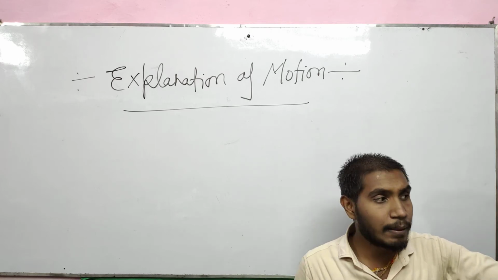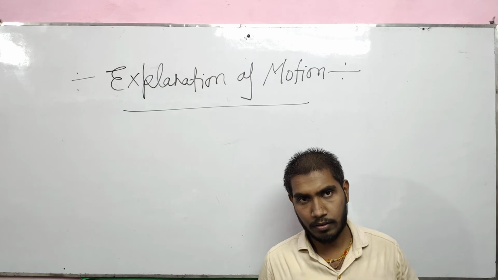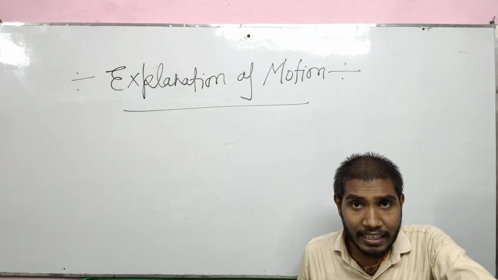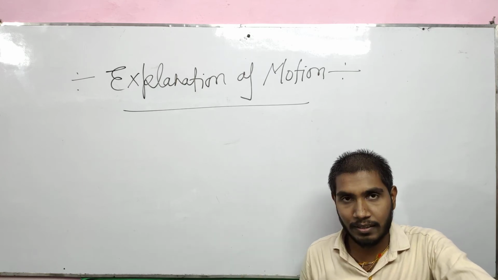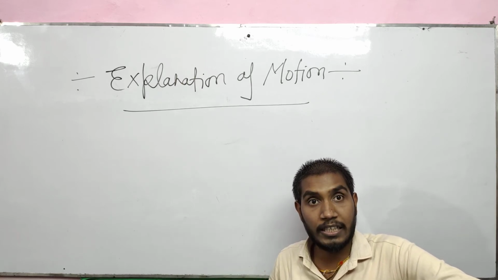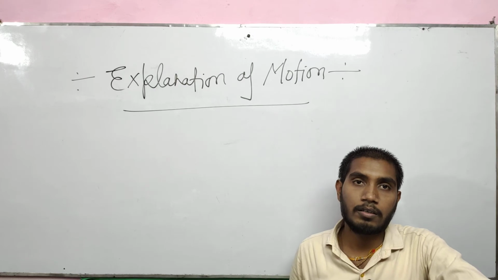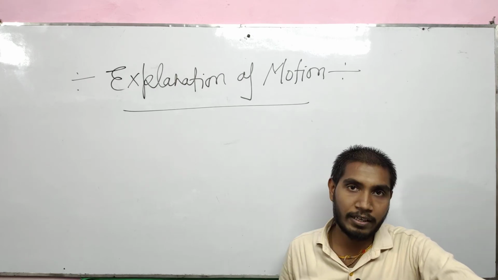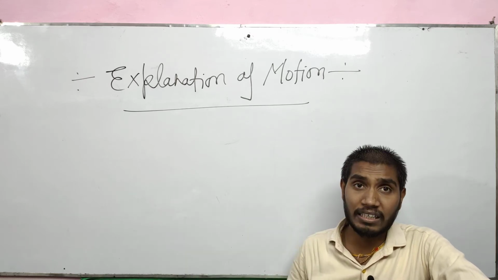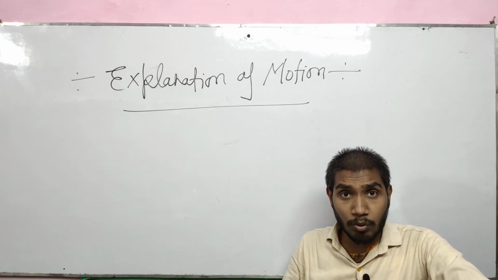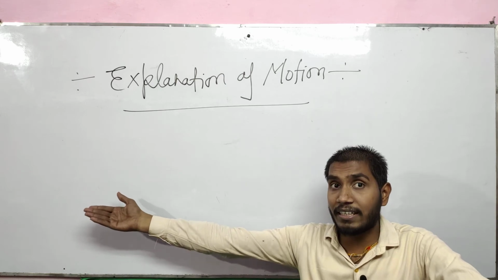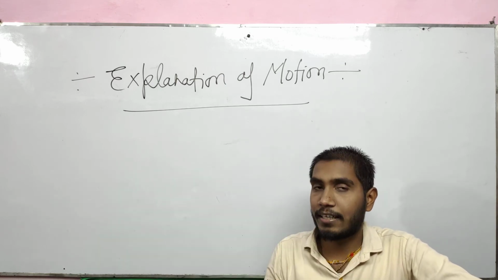We can determine the position of any object with respect to a reference point. Also, we can determine the speed and displacement with the help of the reference point. Actually, with the help of the reference point, we know the position.